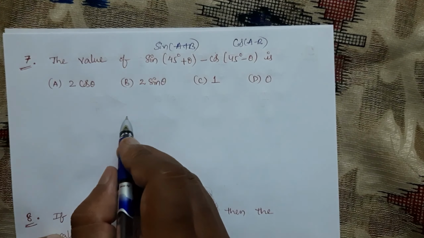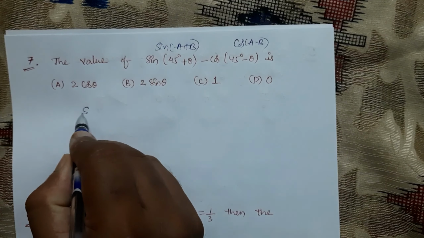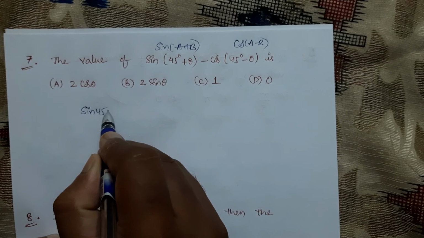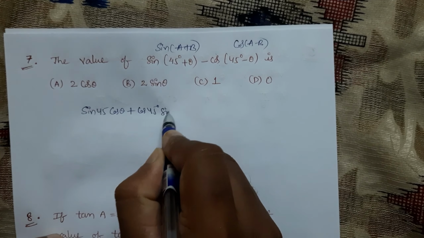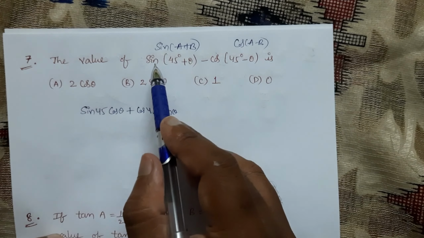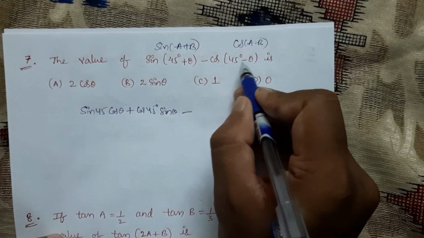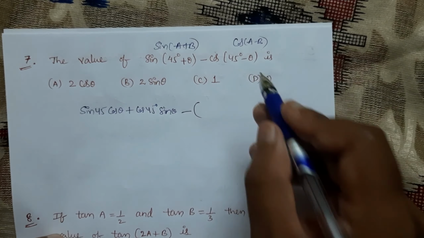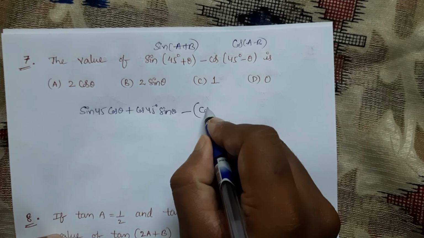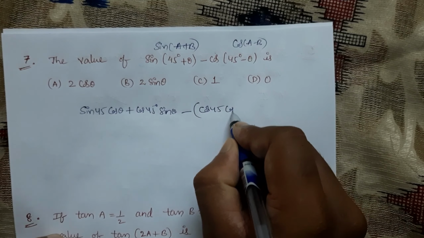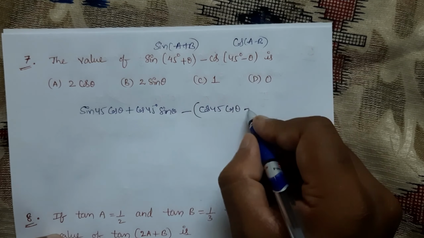We know sin of a plus b formula is sin a cos b plus cos a sin b, so according to this it will become sin 45 degrees cos theta plus cos 45 degrees sin theta. In sin, plus means plus only. Now minus of cos of a minus b. Whenever we have cos, sin will come, minus is there means plus, plus means minus. So it will be cos 45 cos theta, okay, and then it is like minus sin 45 sin theta.